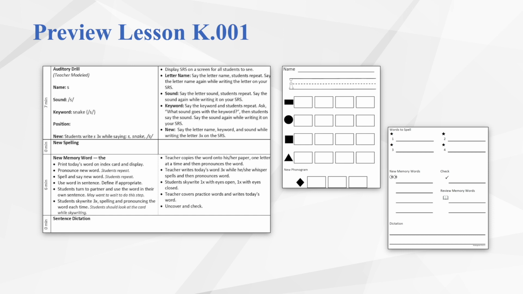Notice that in the auditory drill, there is only one letter next to each shape, and the memory word procedure only teaches the new word, the, and there are no review words. This is the first lesson, and only one letter and one word have been taught explicitly.